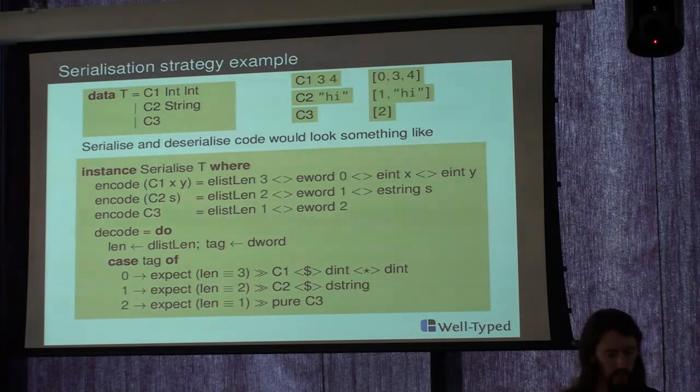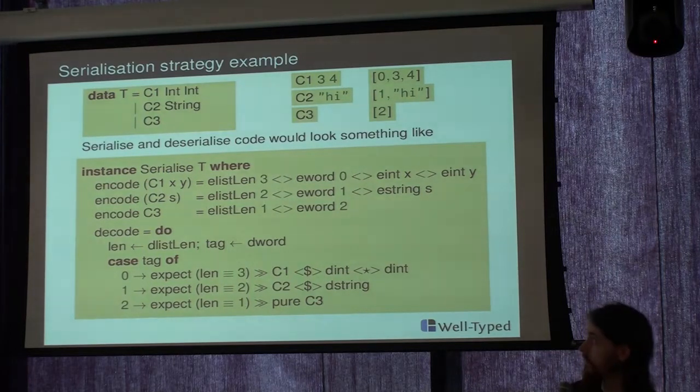So here's a slightly more concrete example, getting closer to what the sort of code that we would use for these instances would look like. For serializing, we're using a monoid. We have a bunch of functions which give us these tokens, list length, word, integer, string, etc., and we just append them, and that's the result. And so we do that for each constructor.